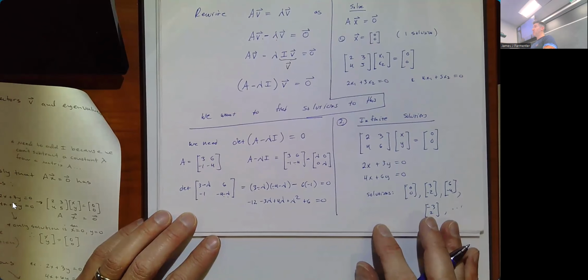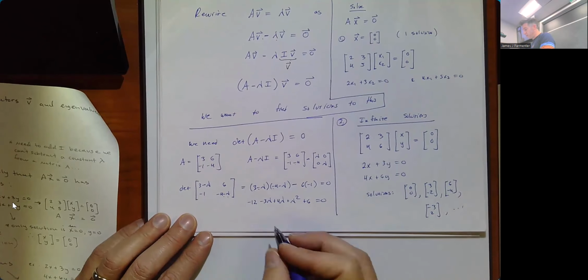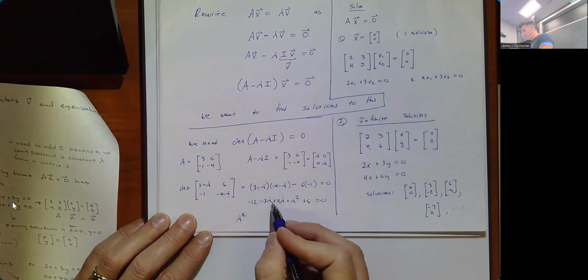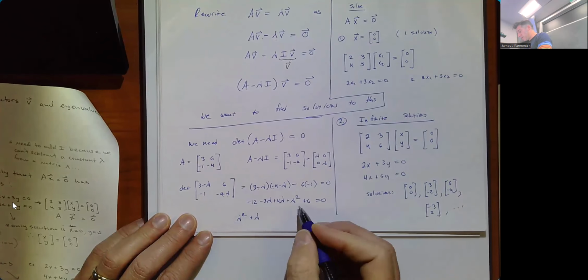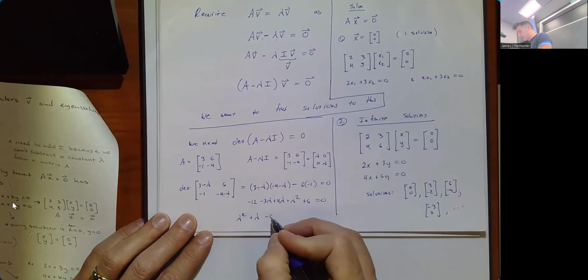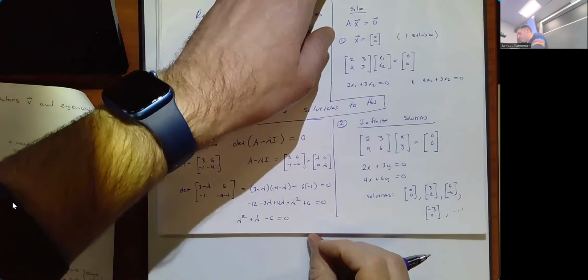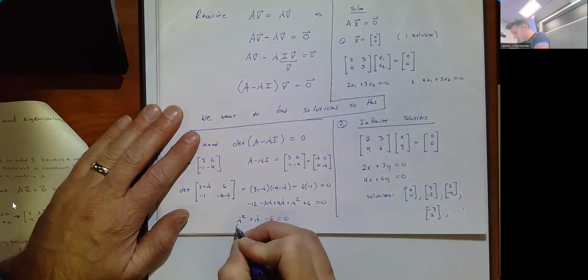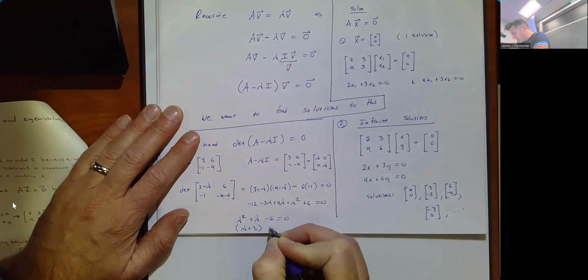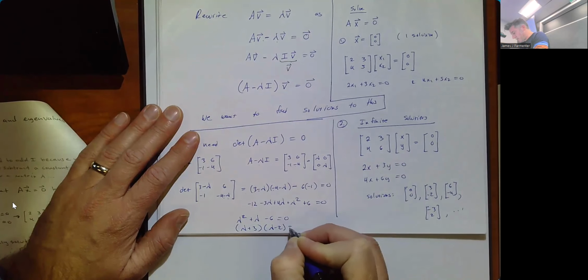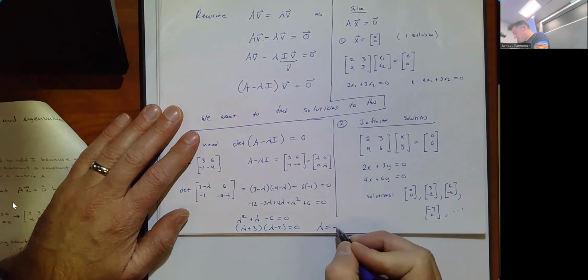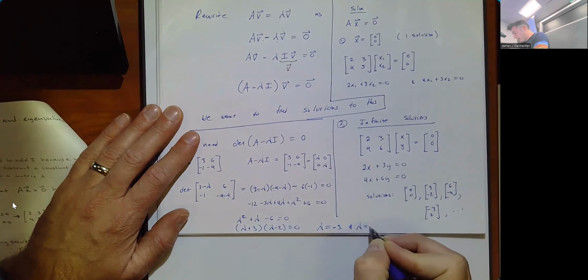Let's rewrite this so it looks like a quadratic that we're used to solving. Lambda squared, plus 4 lambda minus 3 lambda is plus lambda. Negative 12 plus 6 is minus 6. And if the person writing the problem is kind, this will factor. And this does factor as lambda plus 3 times lambda minus 2 equal to 0. So our eigenvalues are lambda equal to negative 3 and lambda equal to positive 2.